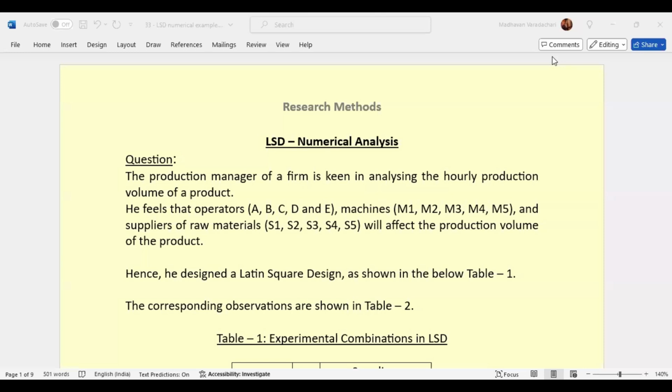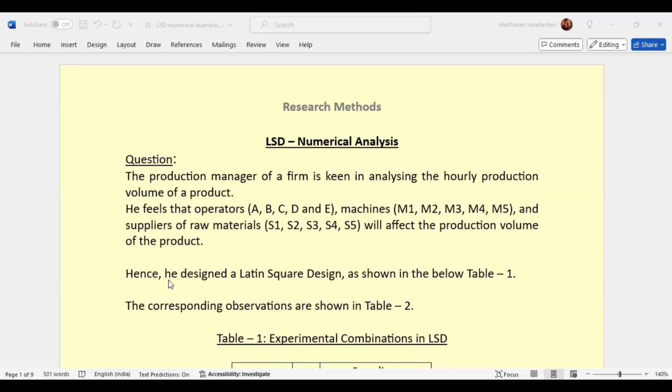Hello everyone. In continuation to our topic research methods, in this video we will understand how we do a numeric analysis for a Latin square design with the help of an example. Here the question is, the production manager of a firm is keen on analyzing the actual hourly production volume of a product. He feels that operators A, B, C, and D, machines M1, M2, M3, M4, M5, and suppliers of raw materials S1, S2, S3, S4, S5 will affect the production volume of the product.